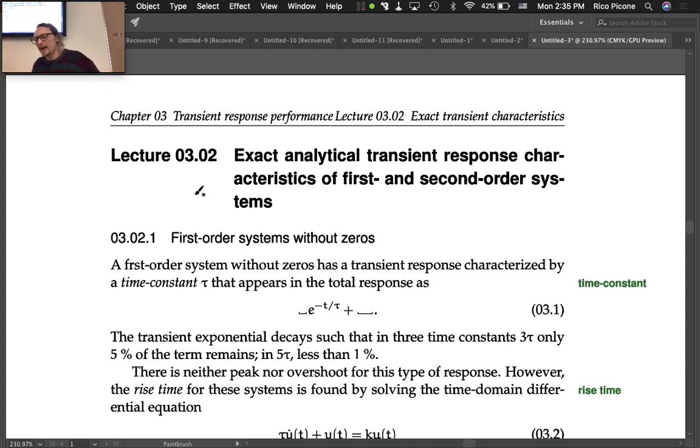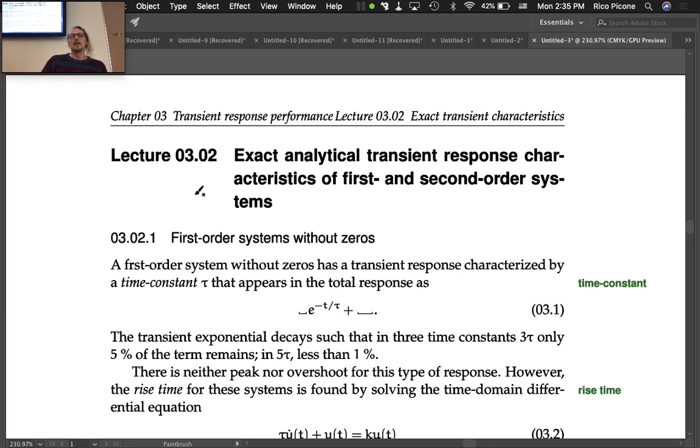But analytically, it becomes more and more difficult to relate the parameters to these higher order systems, and especially when they start to involve zeros as well as poles. How do we relate the performance criteria to those systems? And especially when there's zeros, it becomes almost like all bets are off in terms of drawing a direct comparison.